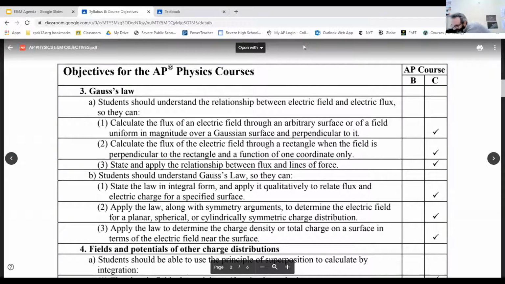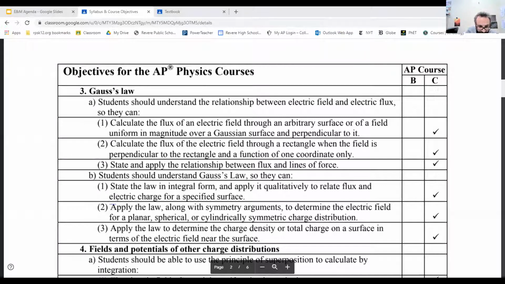All right, so we're looking at the next Gauss's law example today, which is to use Gauss's law to find the electric field due to an infinite line of charge. If we're looking at our objectives, we're still on the same one that we looked at yesterday: applying the law along with symmetry arguments to determine the electric field for a planar, spherical, or cylindrically symmetric charge distribution. Yesterday we looked at a planar charge distribution, and today is a cylindrically symmetric charge distribution, or a charged wire is maybe an easier way to think about that.